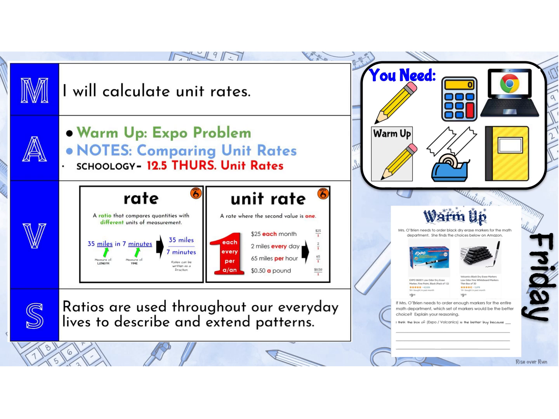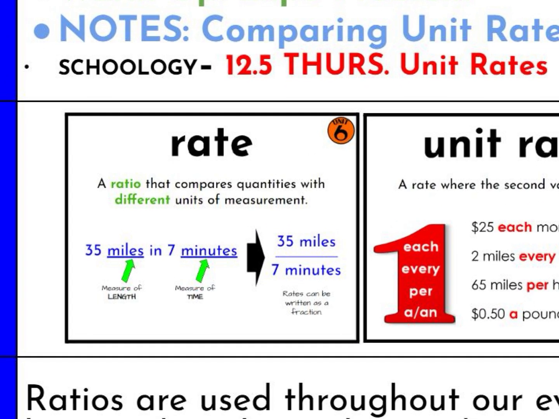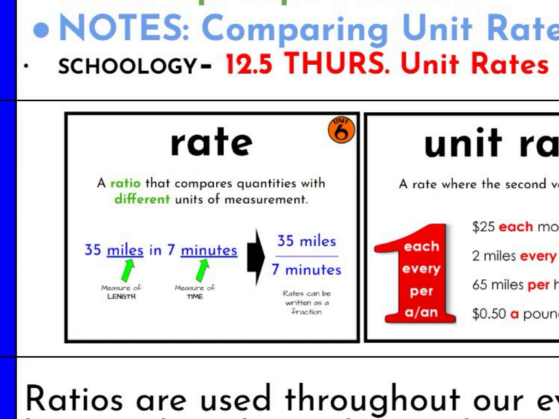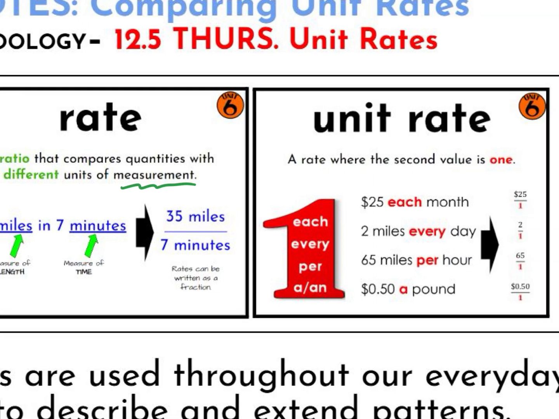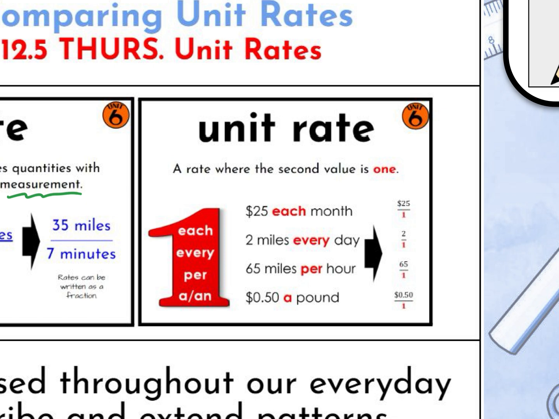Today we are going to be working on unit rates again. Yesterday we learned that a rate is a type of ratio that compares quantities with different units of measurement. So usually at least one of those units will be something like time or distance or volume, one of those types of measurements. Okay? And our unit rate is when we figure out how much it is for one. And our key words for those unit rates are each, every, per, a, or an. We find a unit rate by dividing.